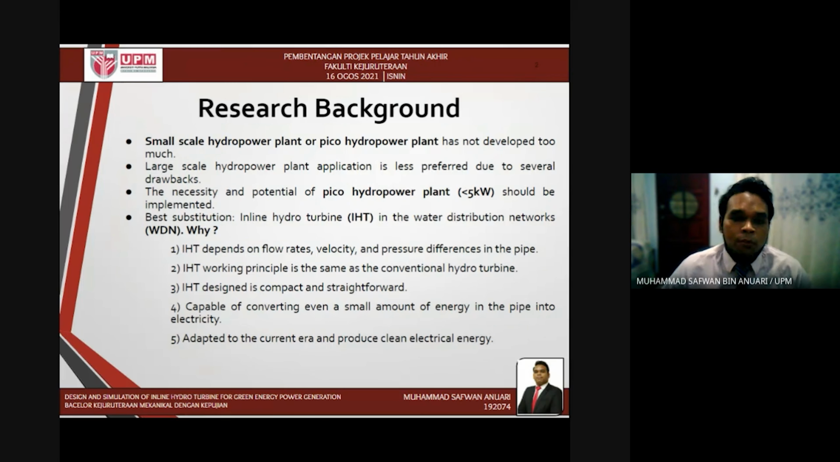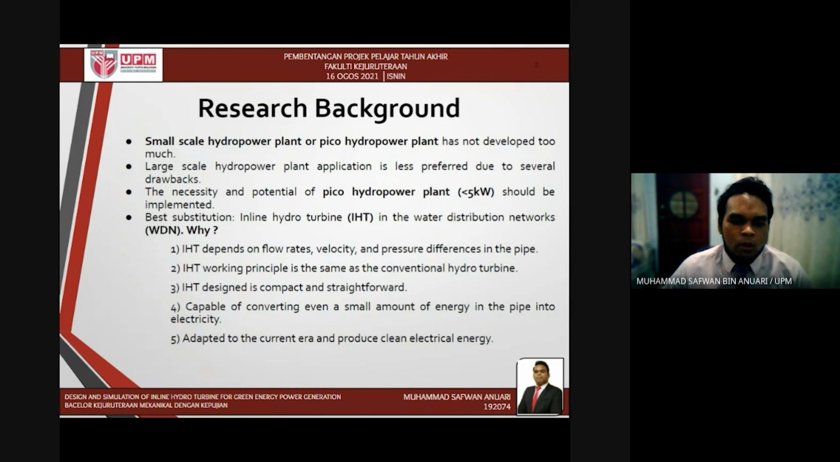Large-scale hydropower plants have been widely used to generate electricity. However, hydropower technologies have not been developed much in small-scale or pico hydropower plants. In this modern era, large-scale hydropower application seems to be less preferred. Thus, the necessity of small-scale or pico hydropower plants should be implemented. Pico hydropower technologies have been noticed as the best substitution to generate electricity in rural areas.